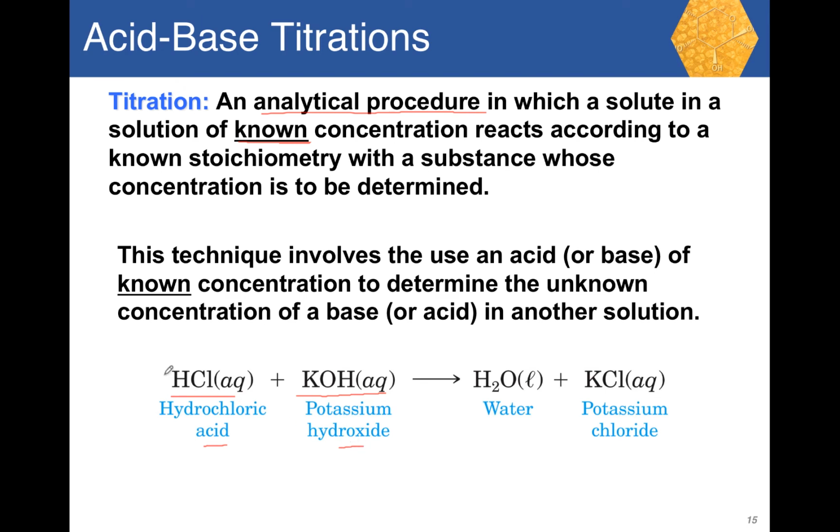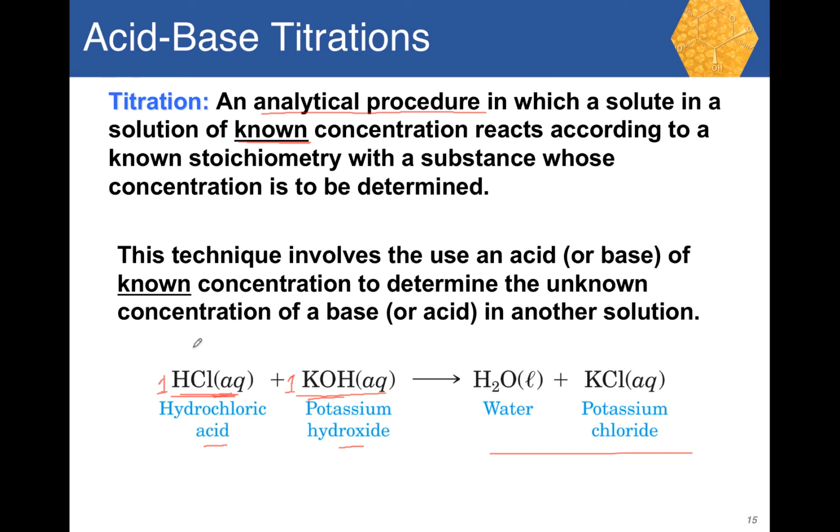The key here is the stoichiometry. 1 mole of HCl will react with 1 mole of KOH to form products. So at the end of this reaction, 1 mole of HCl will have reacted with 1 mole of potassium hydroxide. So if you had 0.5 moles of HCl, it will take 0.5 moles of KOH for that reaction to be complete.